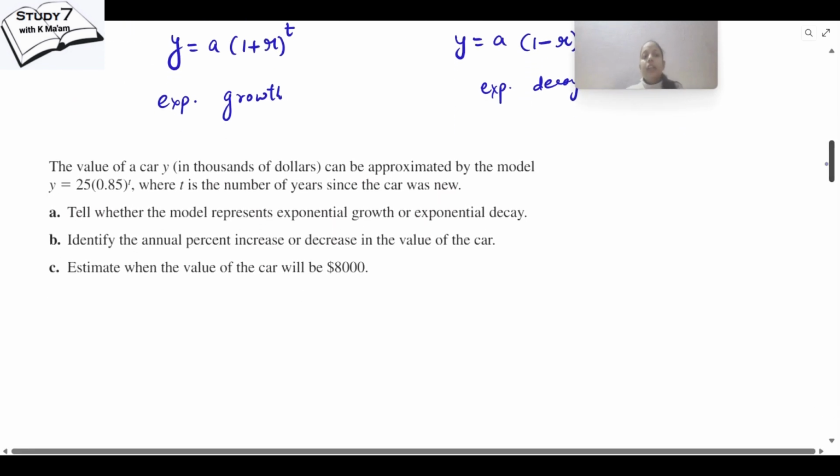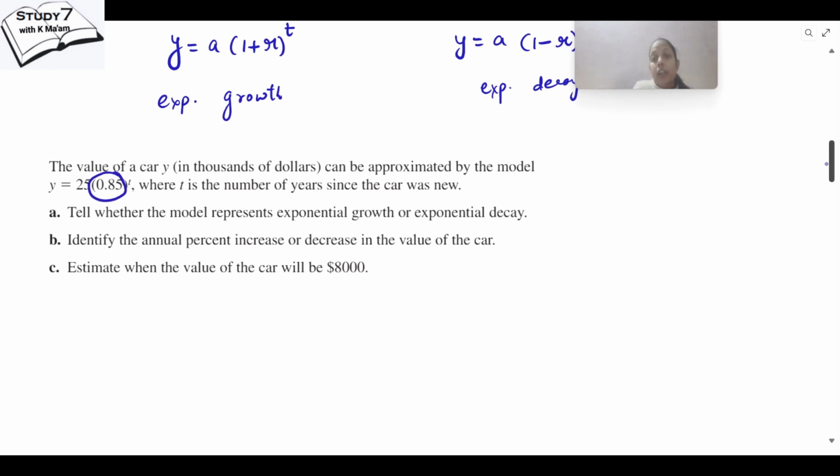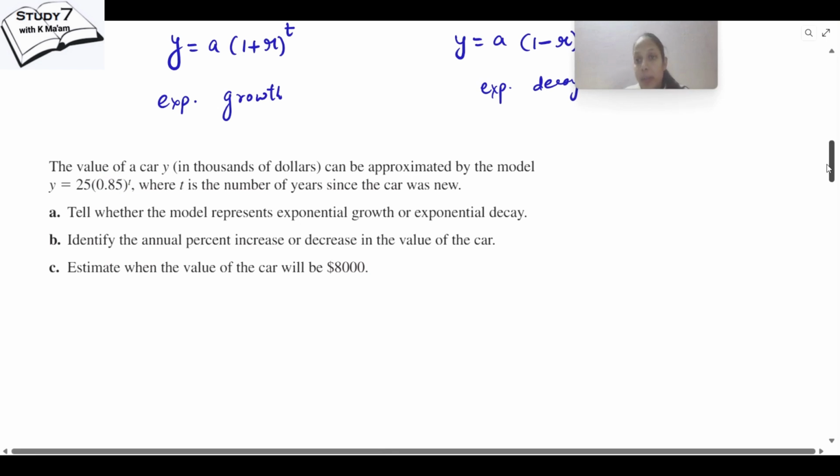Let's try this question. The value of a car y can be approximated by this model, where t is the number of years since the car was new. Tell whether the model represents exponential growth or exponential decay. Look at the term having a power t. You don't have to count the outside multiple. Choose the number that has a variable power, so 0.85 to the power t. 0.85 is a number less than 1, so it is a decay function.